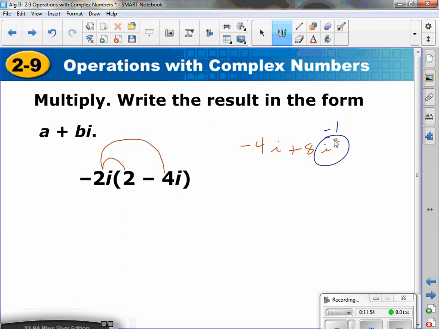What's 8 times negative 1? So this really says negative 8 minus 4i. That's your answer. I put the negative 8 out front because it's a real number. It goes real, then imaginary.